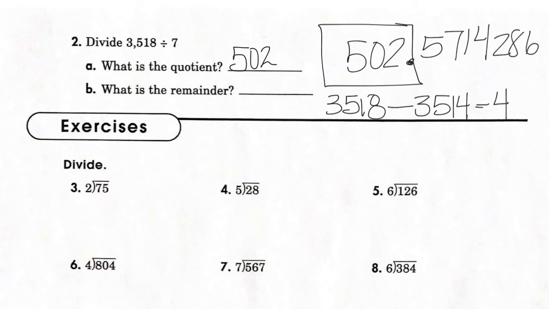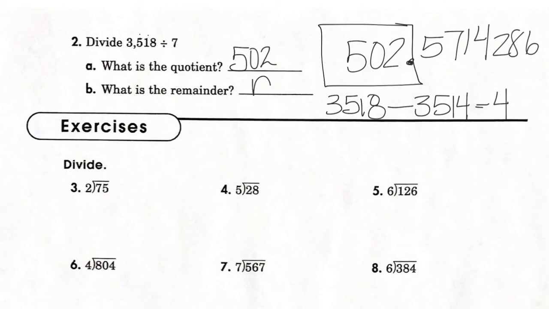Now, I could, on my calculator, take the answer I got minus the dividend, and I would end up with a negative 4, which you've got to be careful about when you do it that way. It's not a negative, it's just 4. So my remainder is 4. So what you're going to do is you're going to do these problems. You can do it long division or you can do it short division.